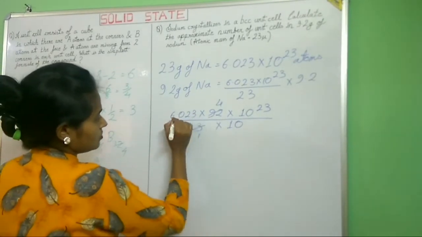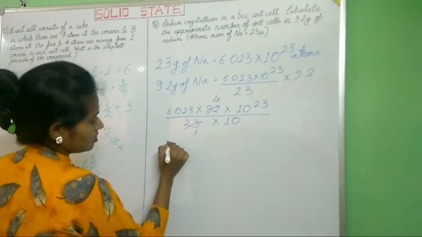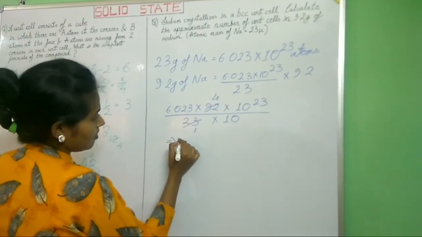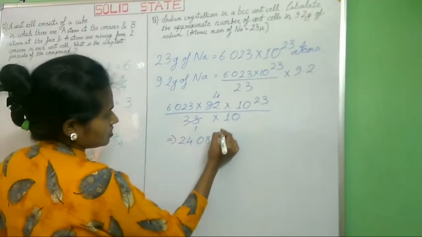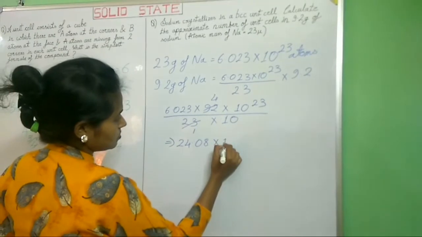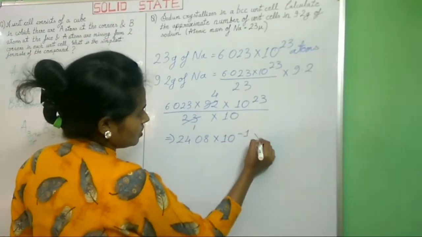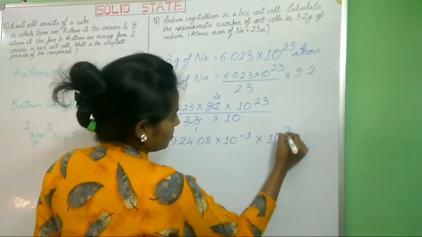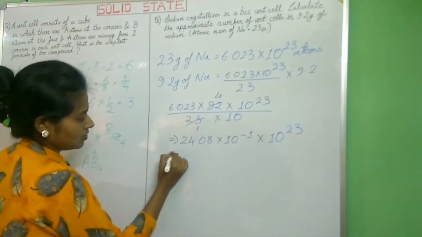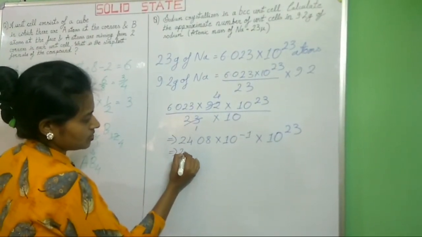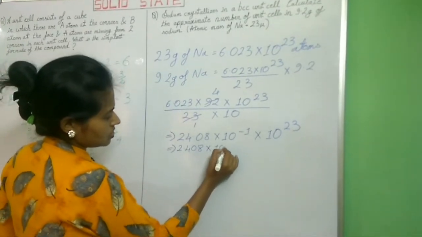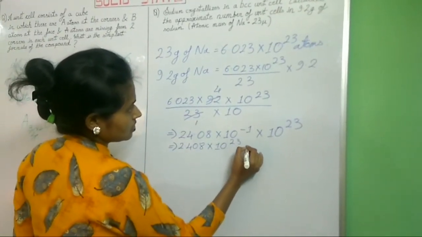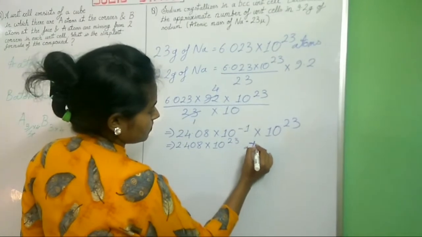Now, if we take 6.02 into 4, it will come 6 4s are 24.08. This 10 will go up into 10 to the power minus 1 into 10 to the power 23. Now we can also write it as 2.408 into 10 to the power 23 atoms.